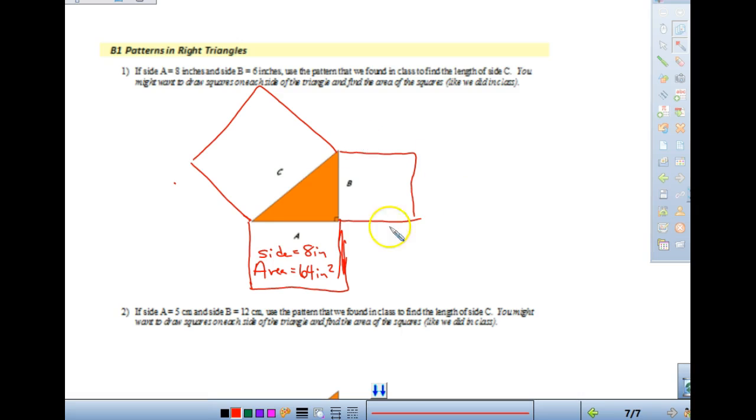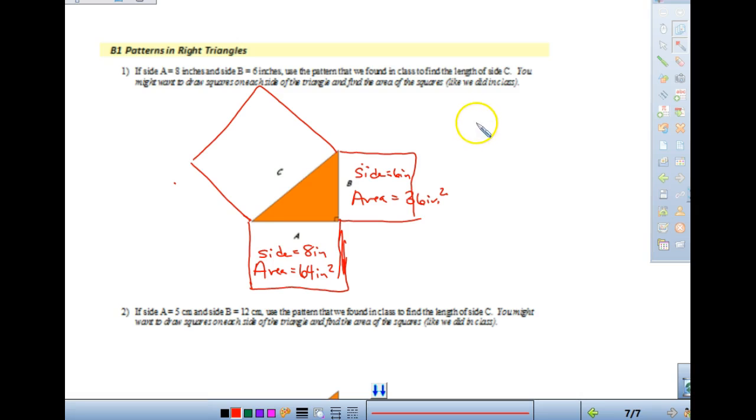Okay. Side B, they tell us, is what length? When you read the problem, 6 inches. So in B, please make sure everyone's drawing their squares. In B, we're going to put side equals 6 inches. So that means our area has to be what? 36 inches squared. Okay?